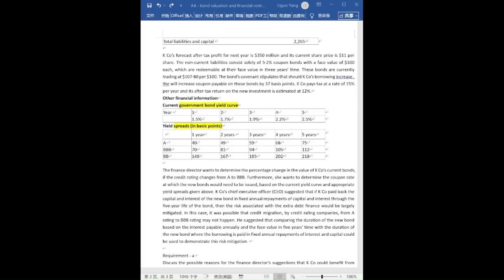It's already indicated that currently the bonds are trading at 107.8. Actually, even if we are not told the information, we can figure it out ourselves. I'll show you how to do it.